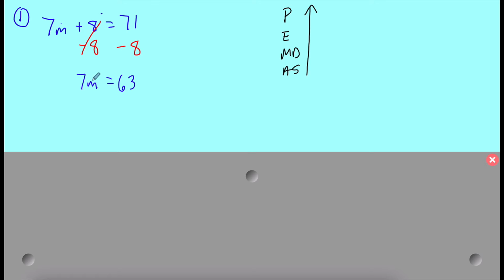And since the only operation that is left in the problem now is multiplication, 7 times m, I'm going to solve this by doing inverse, divide by 7. And that leaves me with the solution of m equals 9. And I know that this is right. I can check that this is right by plugging in 9 for m in the original and testing it. 9 times 7 is 63. 63 plus 8 is 71. So yes, this checks out.